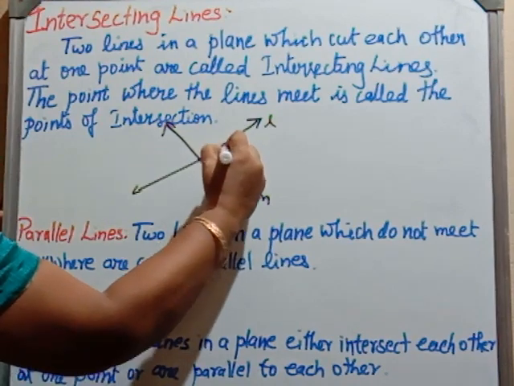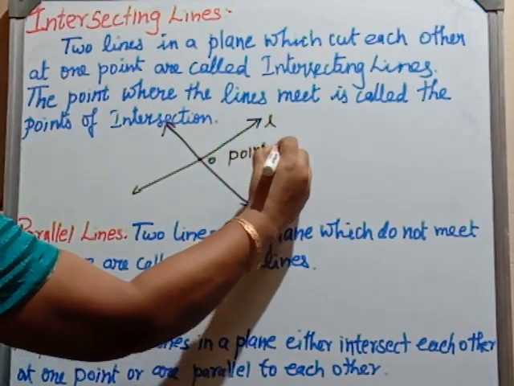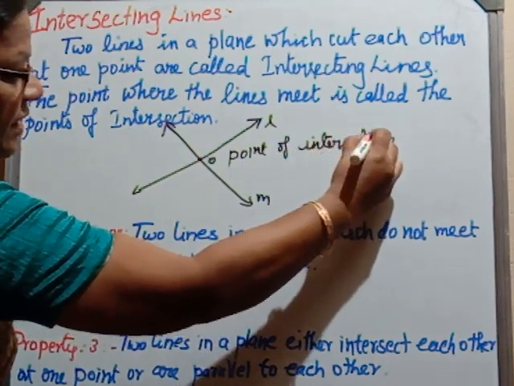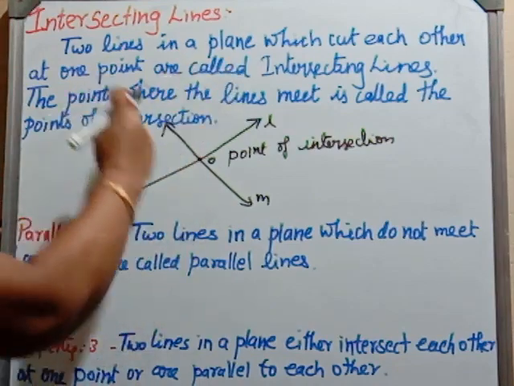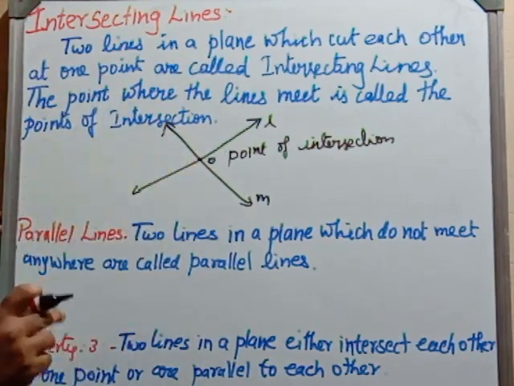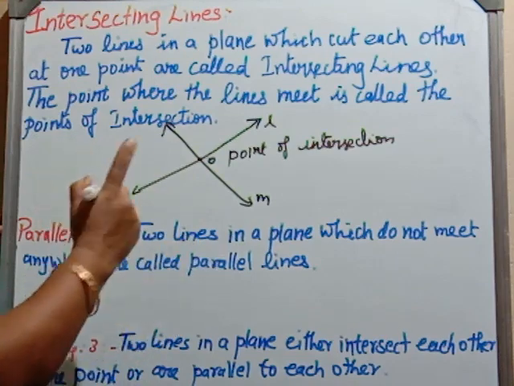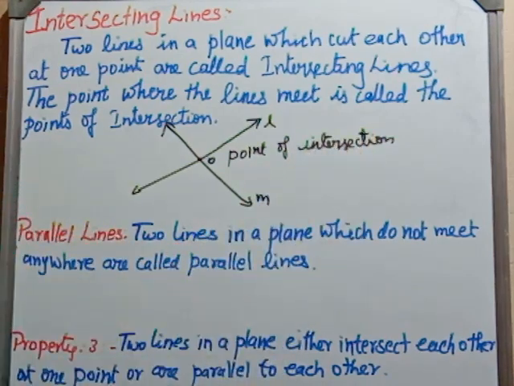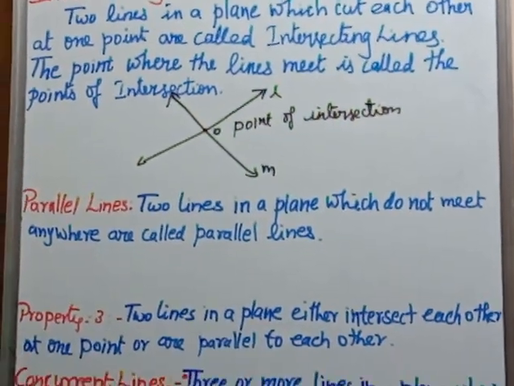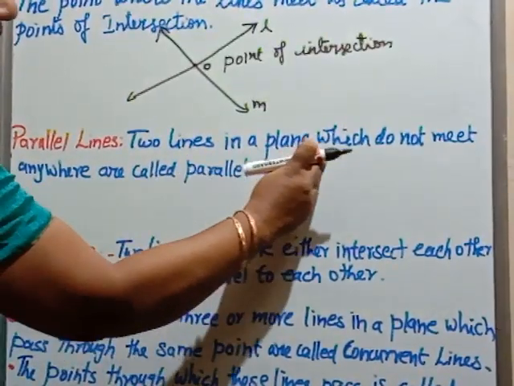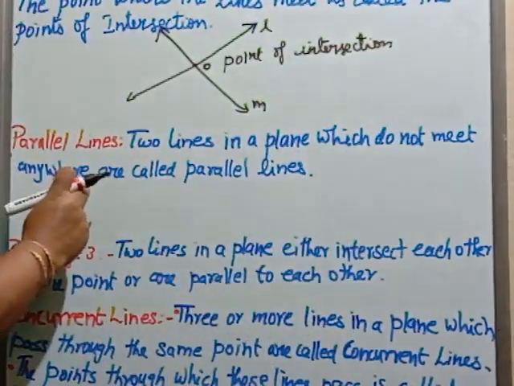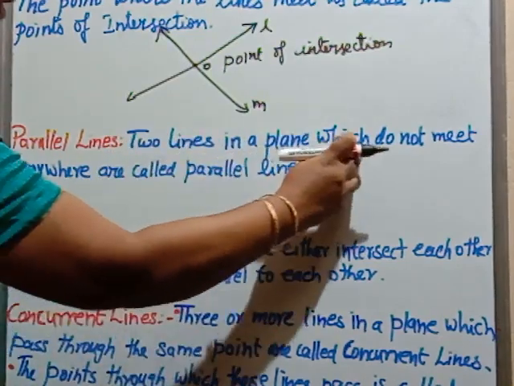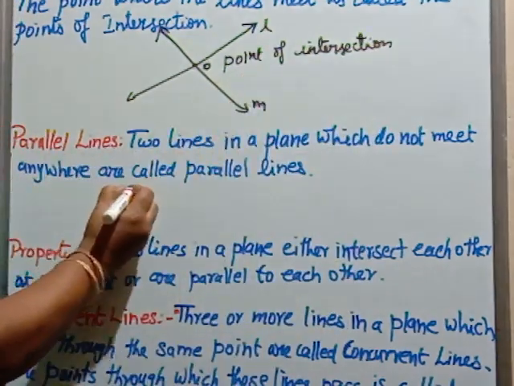The point O is called the point of intersection. Clear, children? What is an intersecting line? Both the lines meet at one point, that is, cutting each other at one point, is called an intersecting line. The point is called the point of intersection. Now, we are going to learn about parallel lines. 2 lines in a plane which do not meet anywhere are called parallel lines. What are parallel lines? Two lines in a plane which do not meet anywhere are called parallel lines.